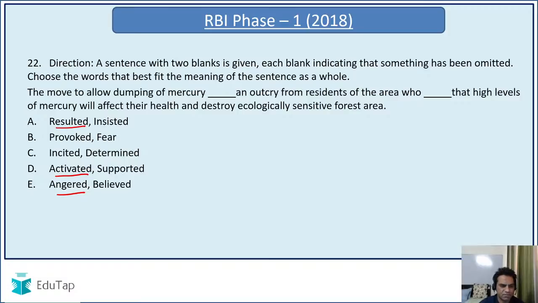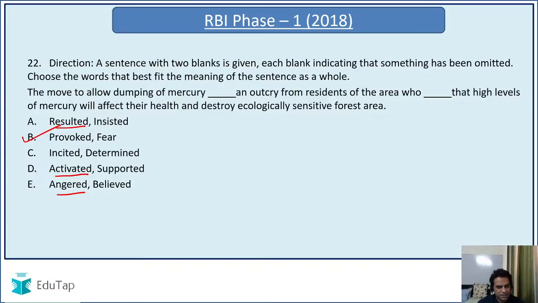The move to allow dumping of mercury, yes, guys, provoked an outcry from residents of the area who fear that high levels of mercury will affect their health and destroy ecologically sensitive forest area. Or incited an outcry who determined. The correct option is option number B, guys. So it provoked an outcry from residents of the area who fear that the high levels, not who determined that, who fear that. So not C, it should be option number B, guys.